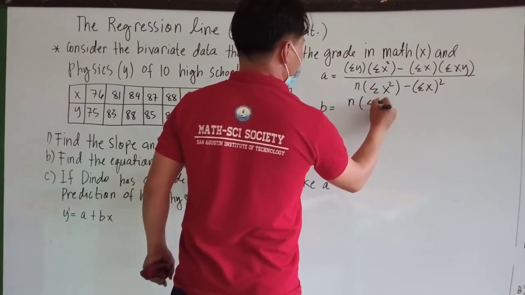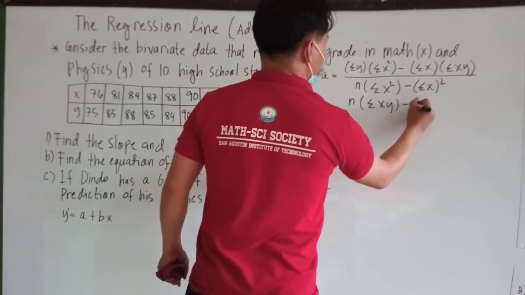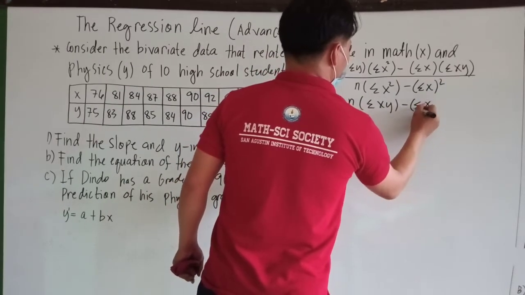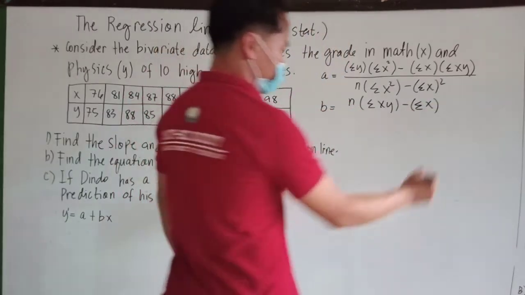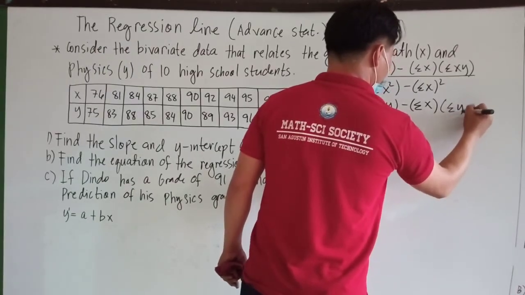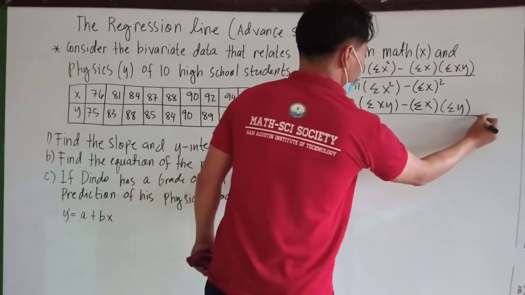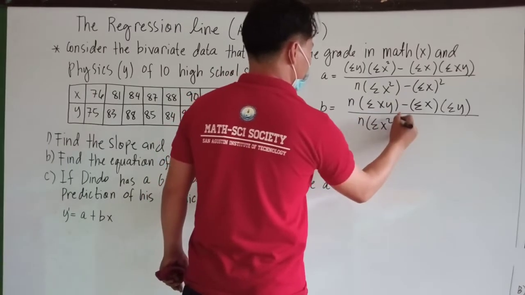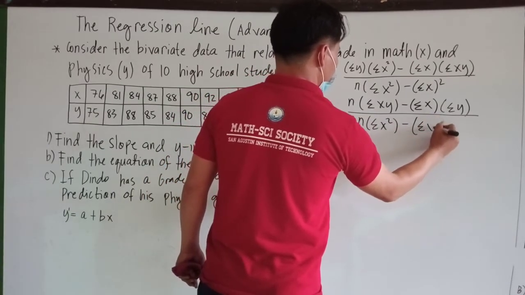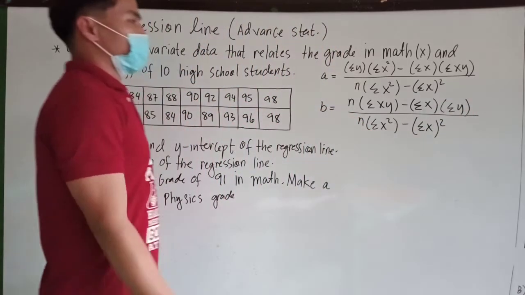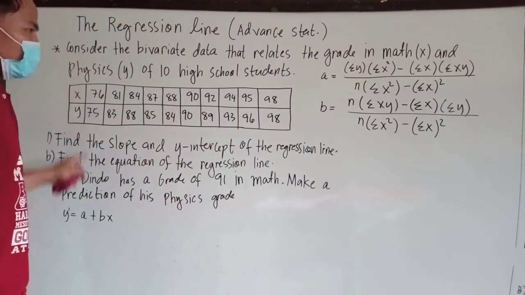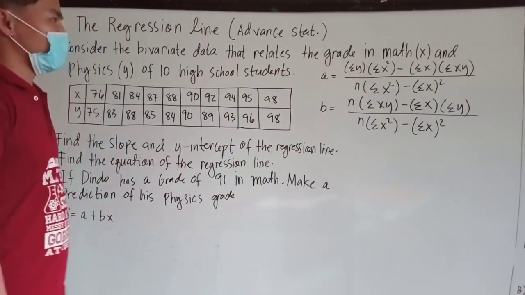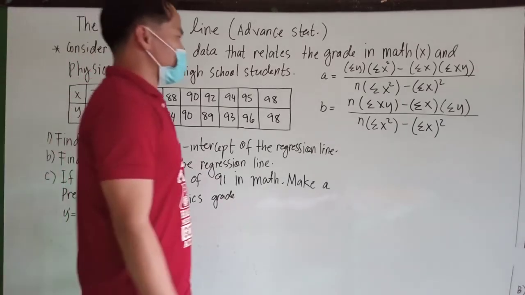And for the slope, b, that is equivalent to the formula of n times the quantity of the summation of xy minus summation of x times the quantity of the summation of y, all over n times summation of x squared, the same as this one, minus the quantity of the summation of x to the power of 2. From the given quantities, let us first identify each of these so that we could easily identify the y-intercept and the slope of this given problem.